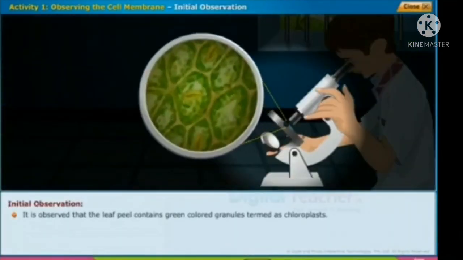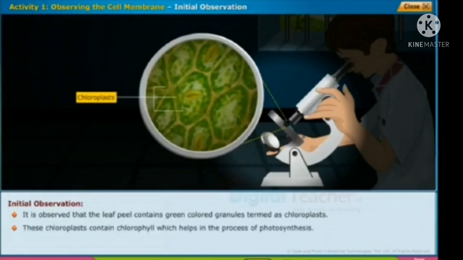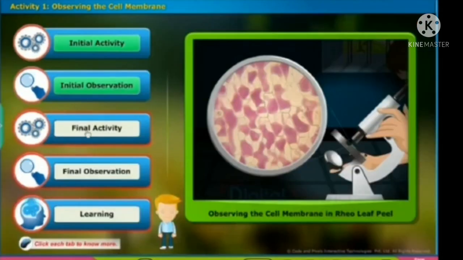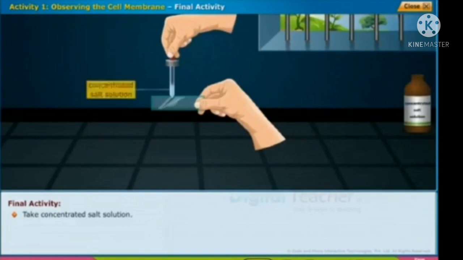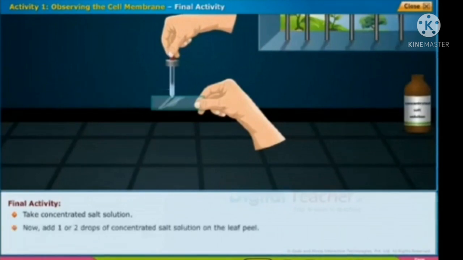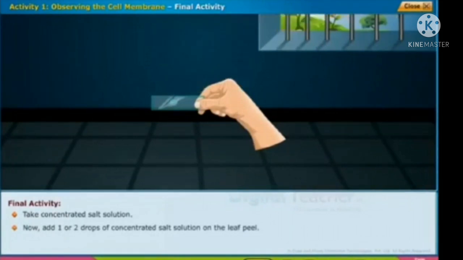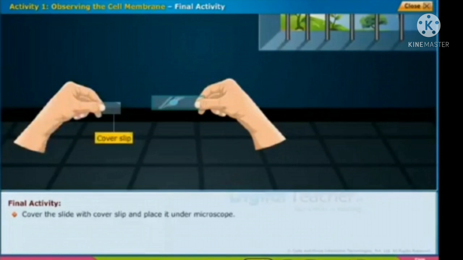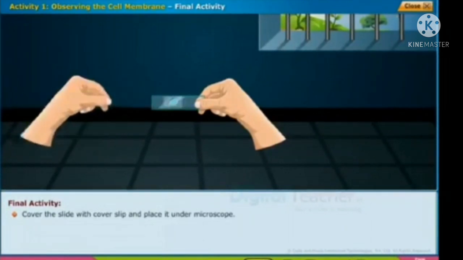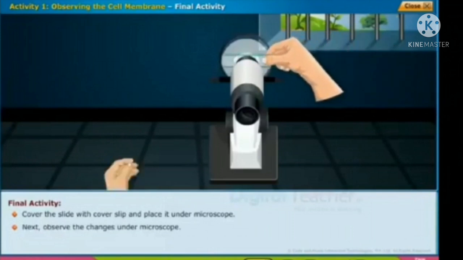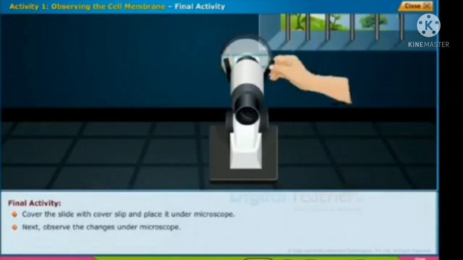The initial observation is that the leaf peel contains green colored granules termed chloroplasts. These chloroplasts contain chlorophyll which helps in the process of photosynthesis. The final activity we can do: take a concentrated salt solution. Now add 1 or 2 drops of concentrated salt solution on the leaf peel. Leave it aside for 5 to 10 minutes. After that, cover the slide with a cover slip and place it under the microscope. Next, observe the changes under the microscope.